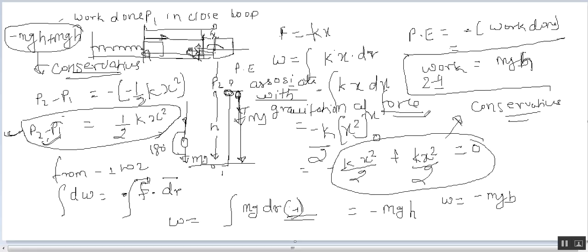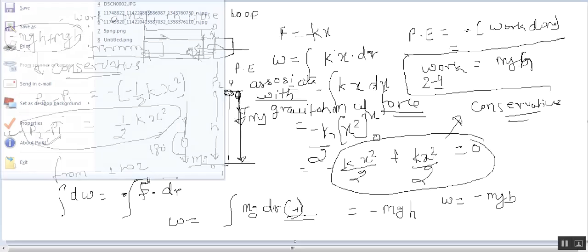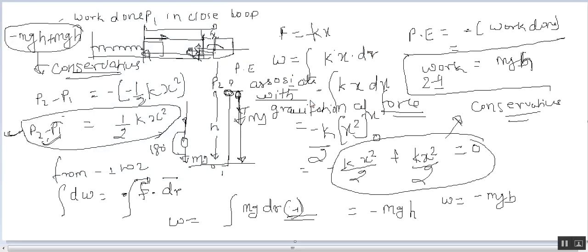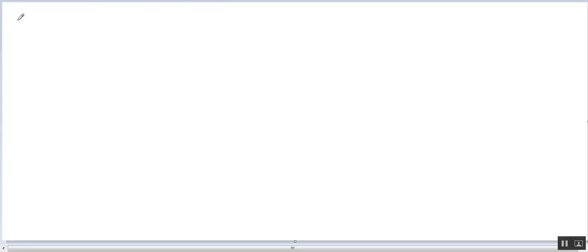Okay, so now we are going to find out what the potential energy is. What is the potential energy? So let's change the page. Gravitational potential energy, so change in potential energy.